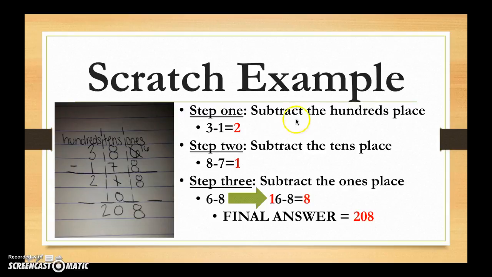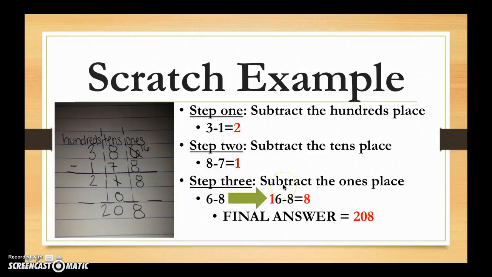The first step here is to subtract the hundreds place, because like I said, when you have scratch, you're always going to go from the left to the right. So in the hundreds place, we have 3 minus 1, and that is equal to 2. And step 2, we have 8 minus 7, and that is equal to 1.